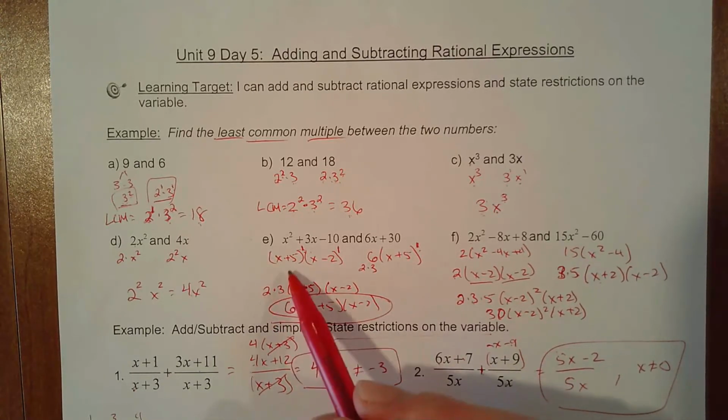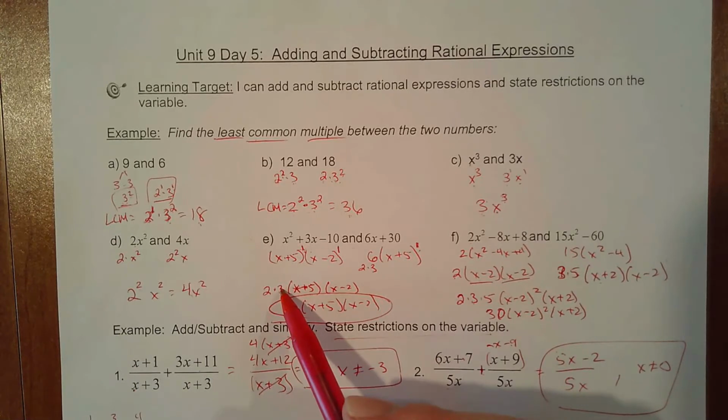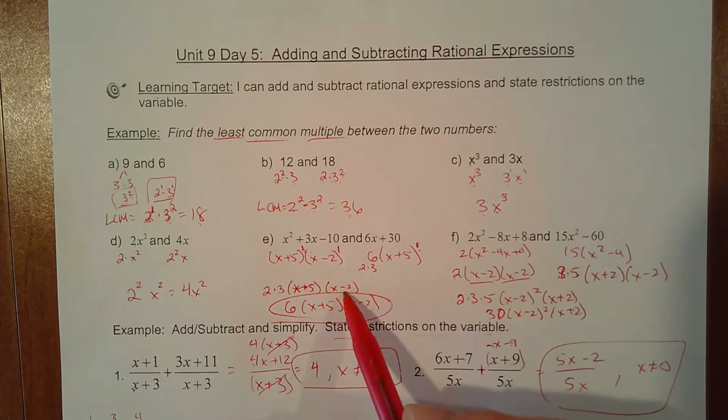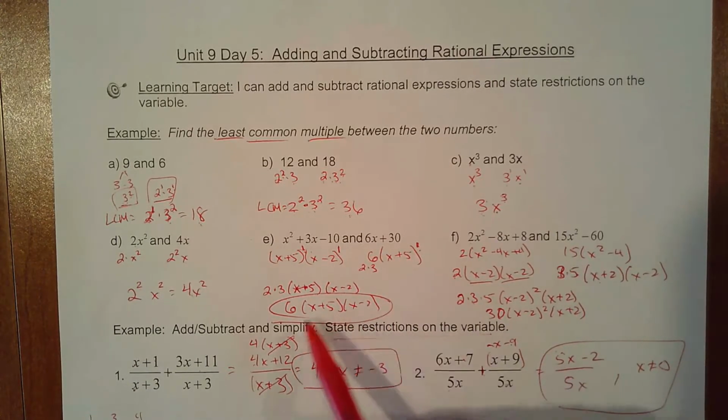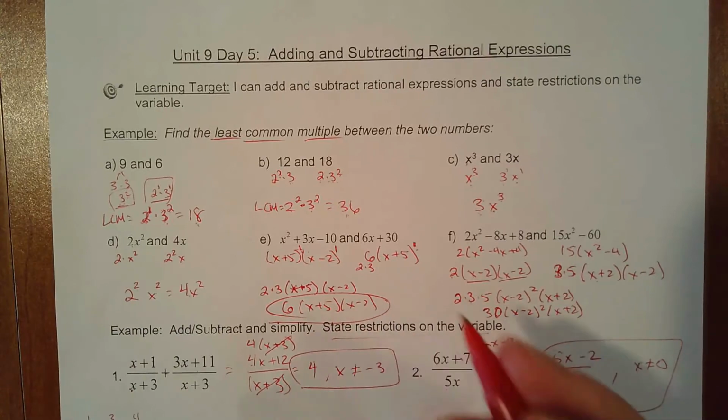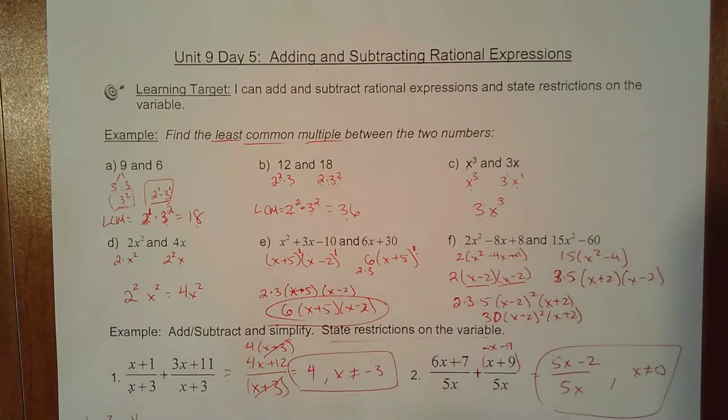So I see a 2, I see a 3, I see x plus 5, and I see x minus 2. Those are all the bases in the list. Now I write down the highest powers. Well, the highest power I see on any of them is a bunch of 1's. So that would be my least common multiple, all of them to the first power.